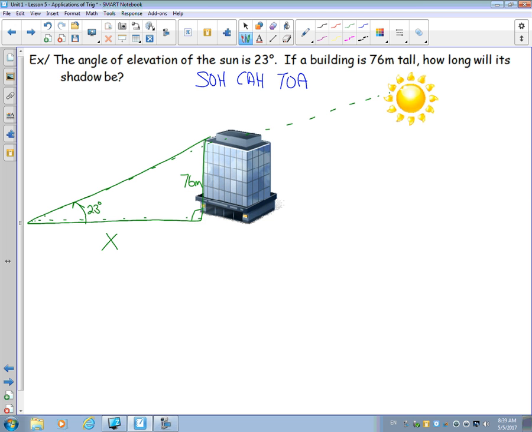If I label my triangle according to my angle, I have the opposite. I have the adjacent. O and A is tan. So the tan of our angle, which was 23, equals my opposite, 76, over the adjacent. That's x. That's one of my three basic problems. And when x is in the fraction, we're going to cross multiply. So 1 times 76, x times tan 23.